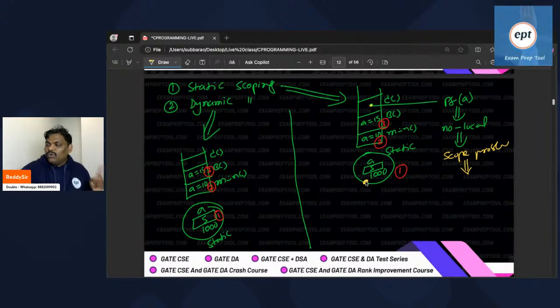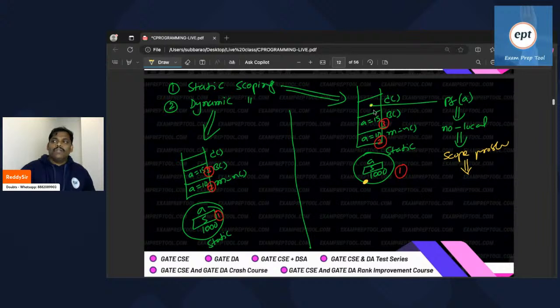As I mentioned to you, for a global variable, memory will be allocated at compile time itself, in the static area. I already mentioned that. Right? Now see this.